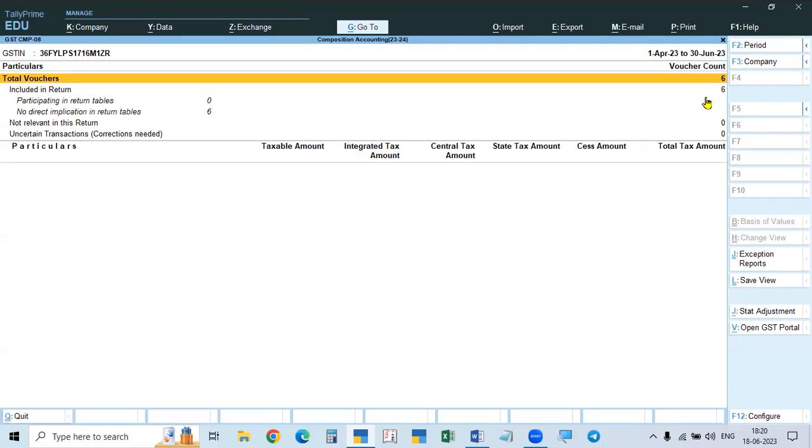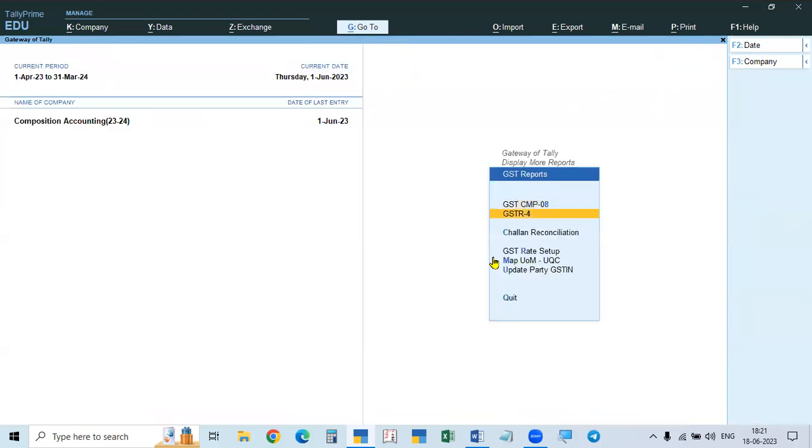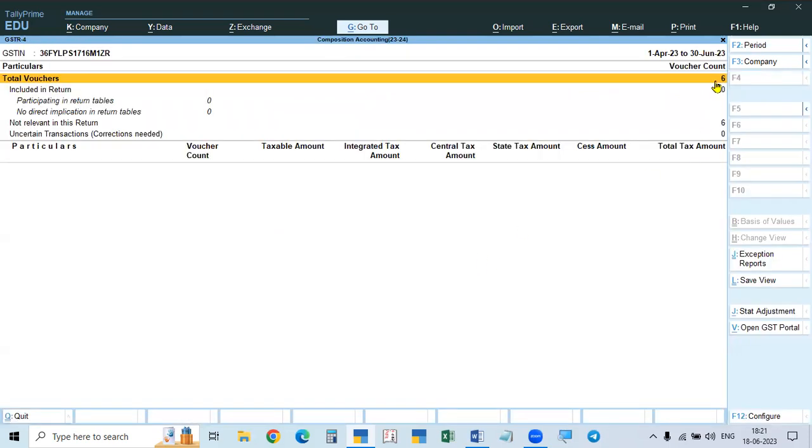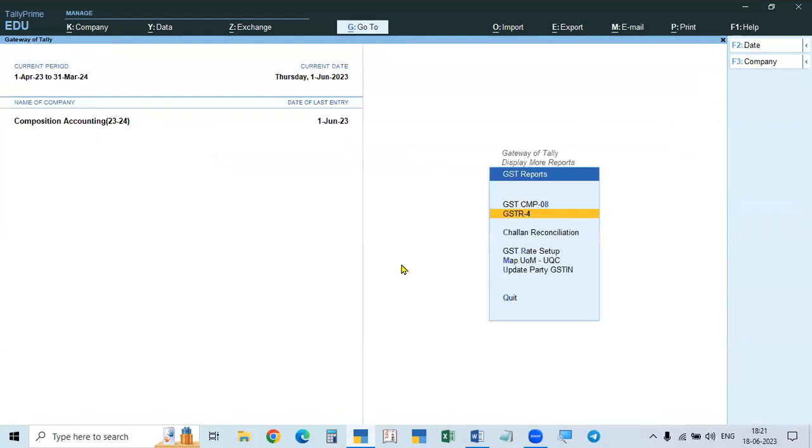So in this case, we have made already 6 entries. So 6 vouchers we have done, but there is no direct implication of them in the return tables. In these tables, there is no implication of the 6 because they are purchases. Purchases will not be shown, only sales will be shown here. And in the case of this one also, the same thing. They are not relevant to this return. Only sales will be shown in both these cases.